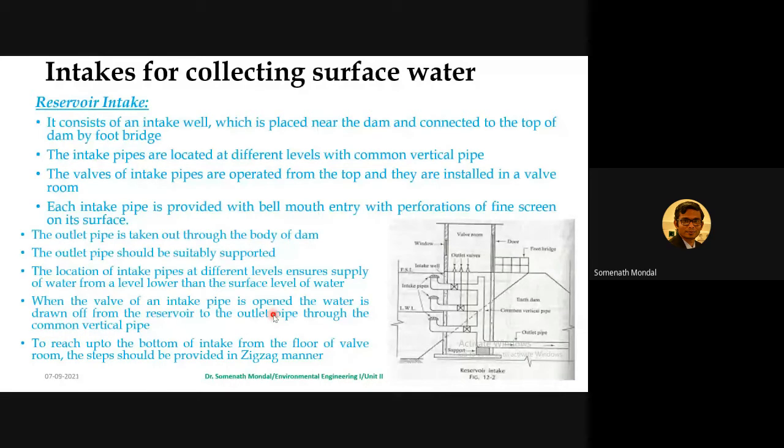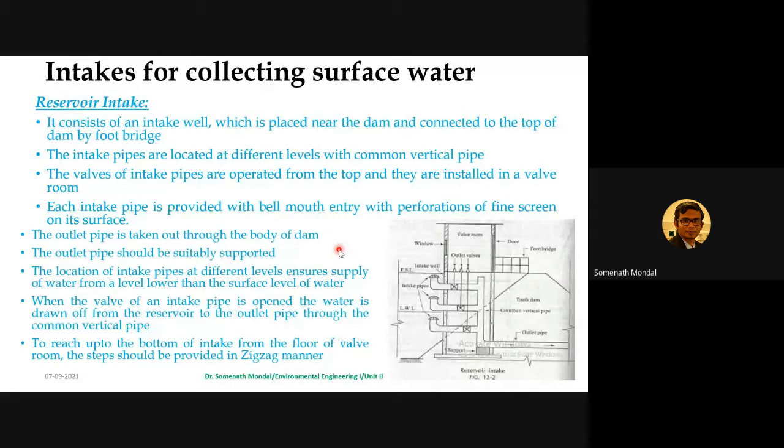The location of the intake pipes at different levels ensures supply of water from a lower level than the surface level of the water. When the valve of an intake pipe is opened, the water is drawn from the reservoir to the outlet pipe through the common vertical pipe. So the common vertical pipe is instrumental in every case, whenever you are working with the top intake or the bottom intake.